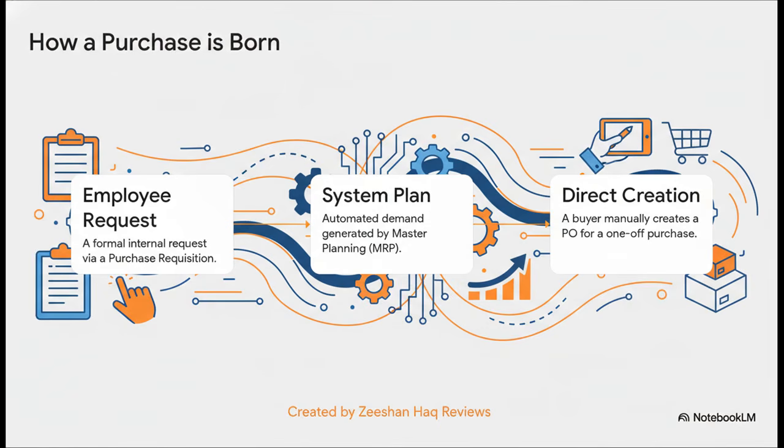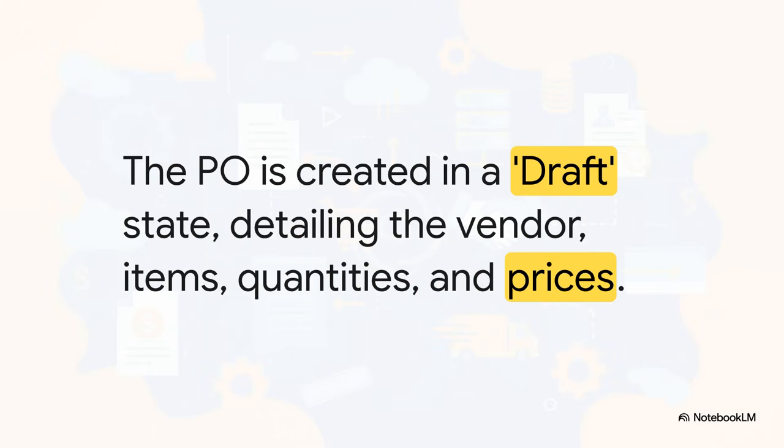Or it could just be a buyer creating a PO from scratch for a one-off purchase, like hiring a consultant for a project. Okay, so once that need is official, a buyer gets to work and drafts the actual purchase order. And you can really think of this thing as the company's super detailed official shopping list. It's got everything: who you're buying from, what you're buying, how many, and for how much. Every little detail is locked in.